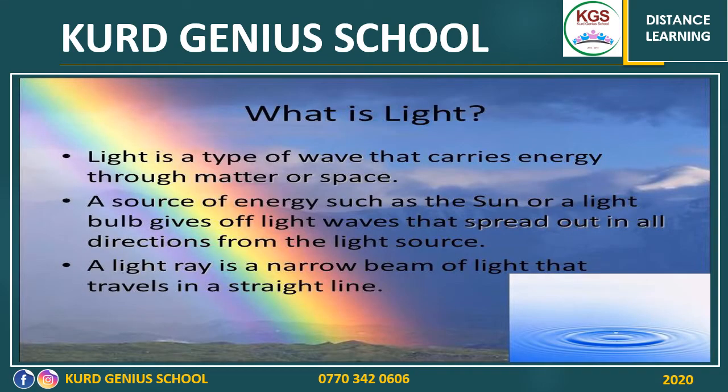At first we should know what light is. Light is a type of wave that carries energy through matter or space. A source of energy, such as the sun or a light bulb, gives off light waves that spread out in all directions from the light source. A light ray is a narrow beam of light that travels in a straight line.